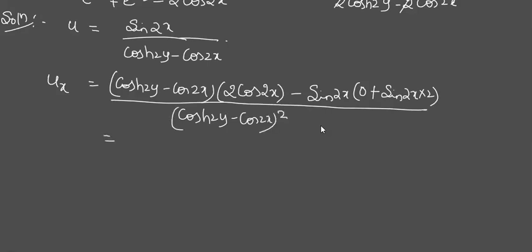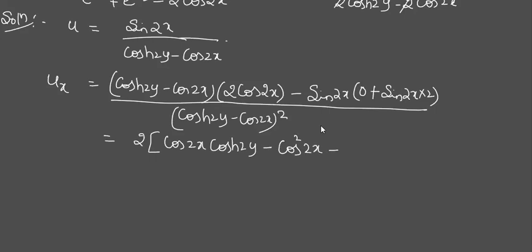Let us simplify. Can we take anything common in the numerator? Nothing much, only 2 is common. Now multiply the terms. So this cos 2x I will multiply with both the terms here. It becomes cos 2x cos hyperbolic 2y minus cos 2x into cos 2x, which is cos square 2x.